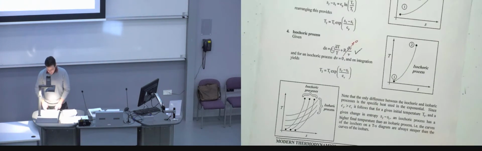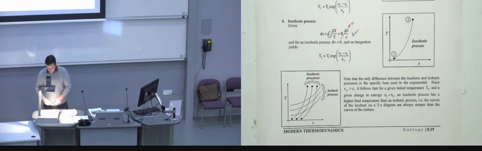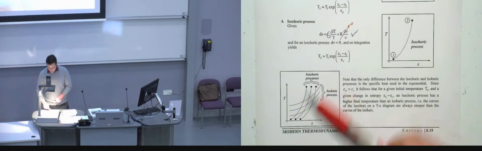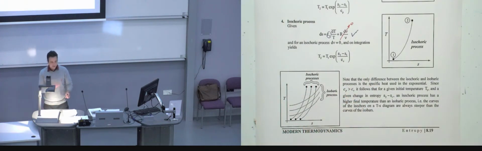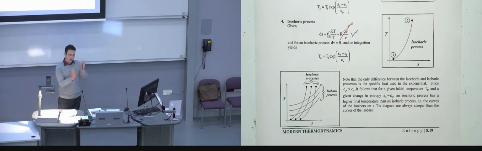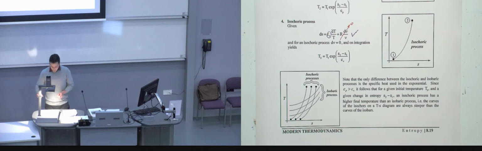In fact, if you start drawing a number of isobaric and isochoric lines on a TS diagram, you see that sort of comparison. So this is how they're compared. The question is, why would you get a steeper curve for isochoric compared to isobaric?